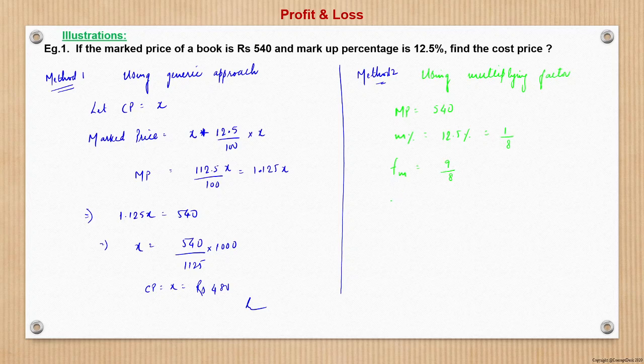So we can simply say that MP is equal to FM into CP, and MP is 540, so 540 is equal to 9 by 8 into CP. From here we can say CP is equal to 60 into 8, which is 480. So this is a very simple and time efficient approach, and this is the one which is recommended and should be used going forward everywhere, in the exams also.